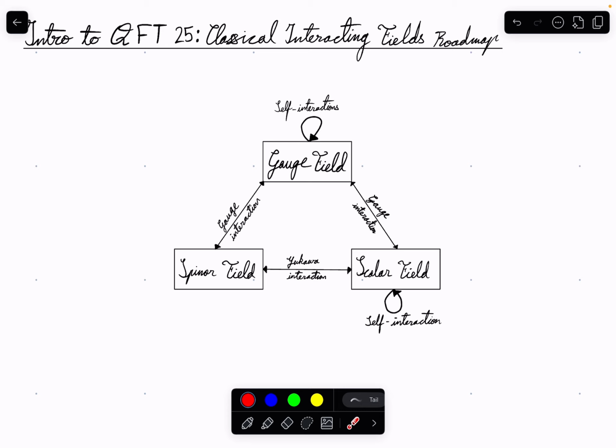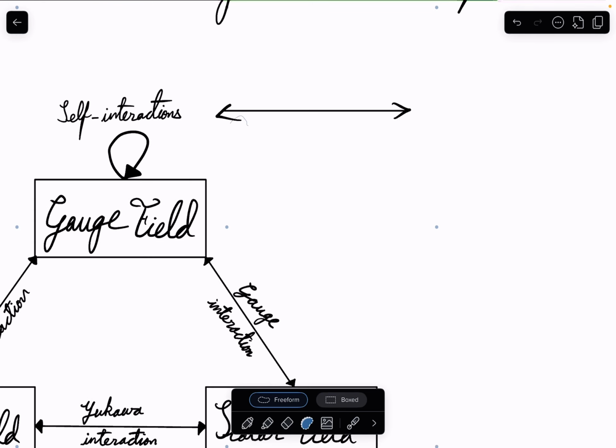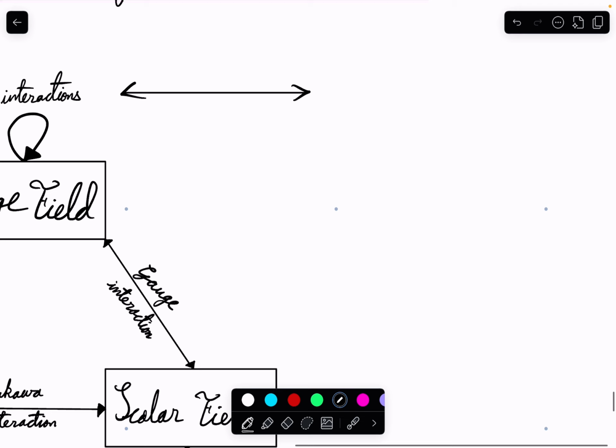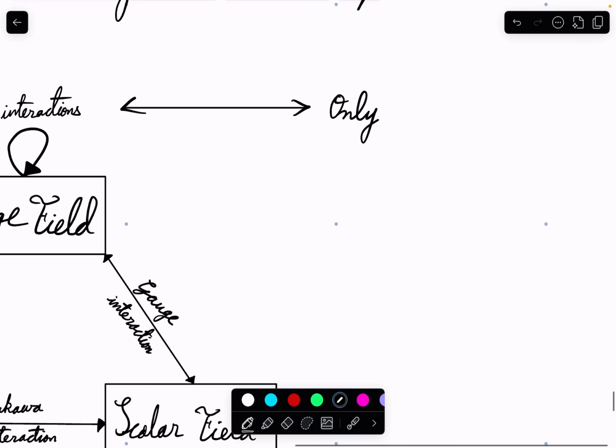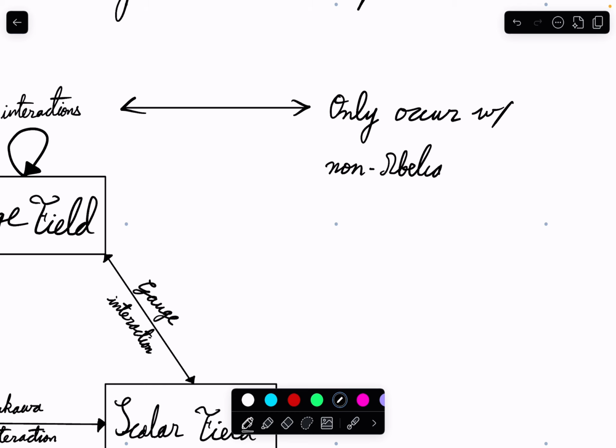Now, note that self-interactions here, so put a note, only occur. So self-interactions of gauge fields only occur with non-abelian gauge fields.